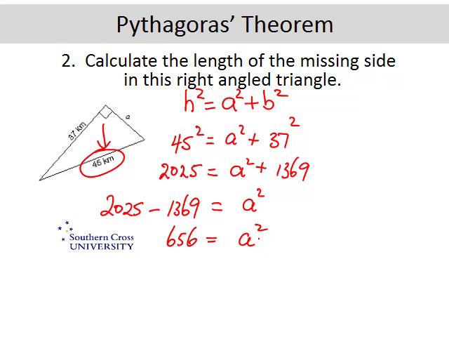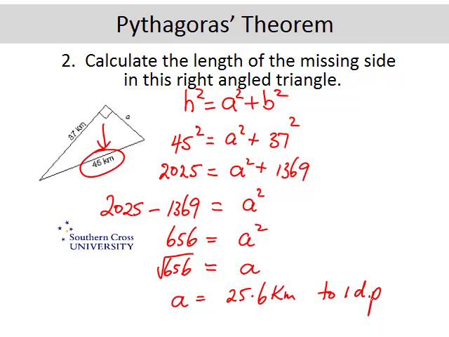So to get a, the opposite of squaring is square root, so we take the square root of both sides, gives us a, and on this side it's the square root of 656. So a is equal to 25.6, and the units would be kilometres, and that's to 1 decimal place. We could do a quick check. Is the hypotenuse still the longest side? Yes, it is. That seems to all fit together.